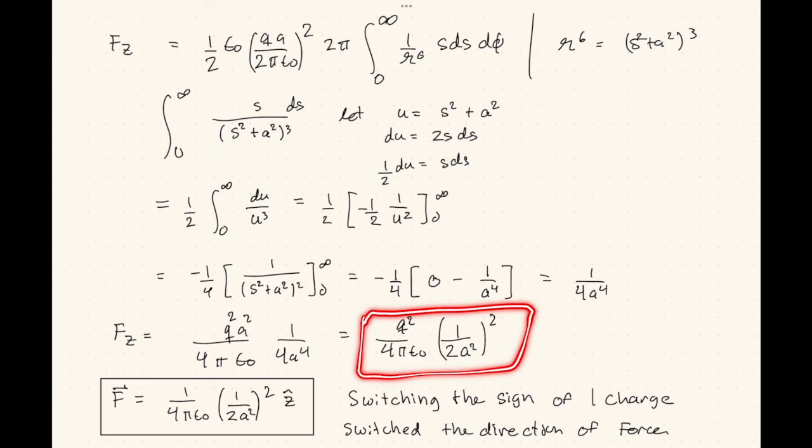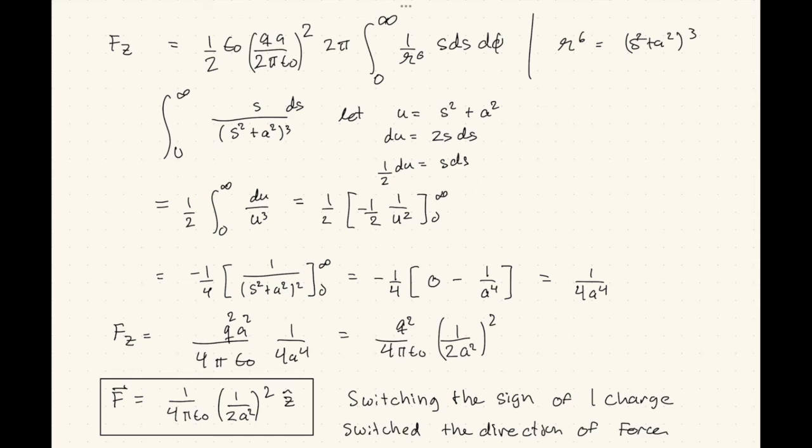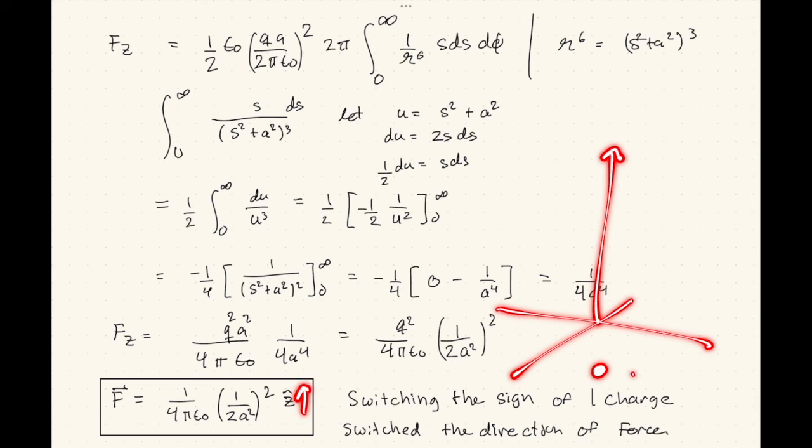And then plugging it back into a more formal notation, this is our resulting force on the charge at the bottom. So, switching the sign of one charge switches the direction of the force. And in this case, our force is pointing in the positive z direction. So since we switched the sign, they would now be attractive. And we calculated the force on the bottom charge, so it makes sense for the force to point in the positive z direction.